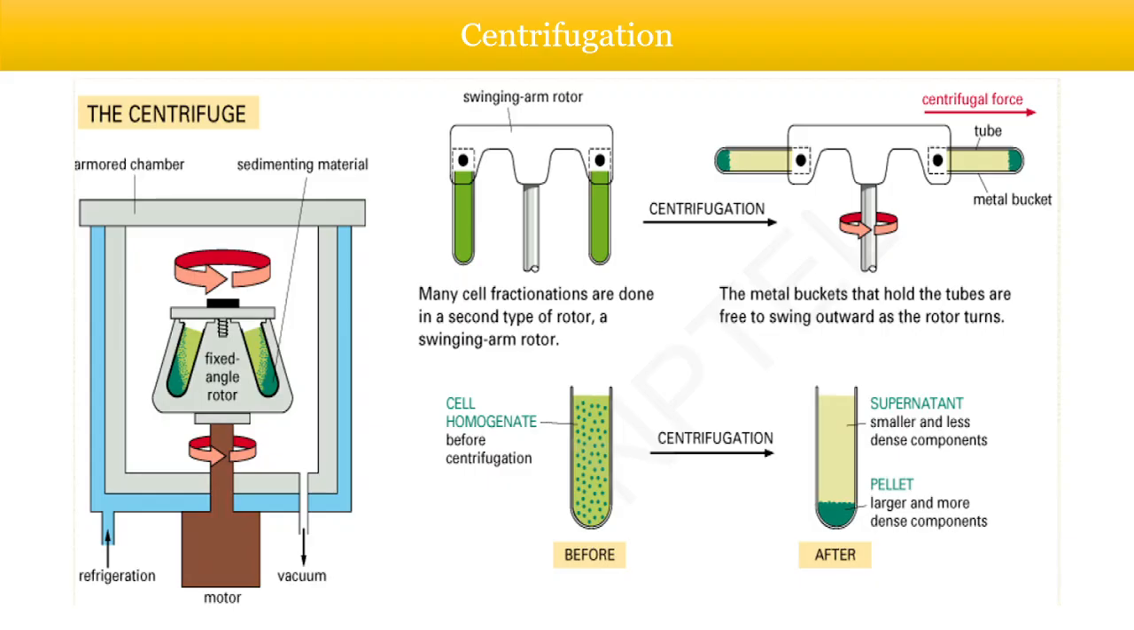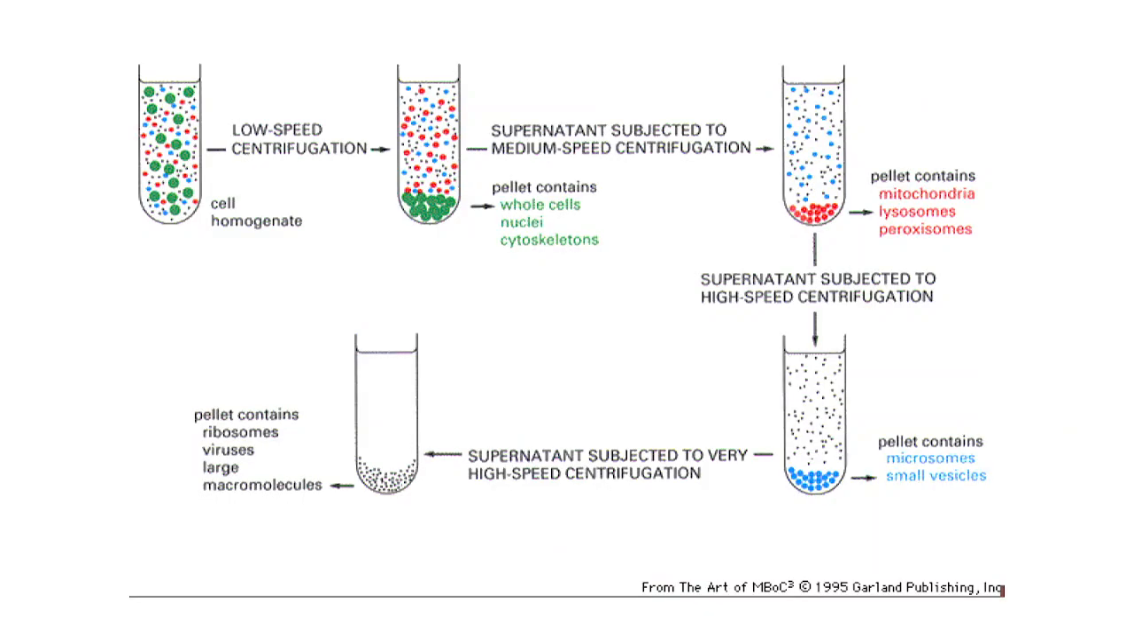That can be a fixed angle rotor centrifuge, or a swinging arm rotor centrifuge. What it does is, you put the sample in, there is a centrifugal force acting perpendicular to the rotating axis, and then it leads to fractionation. So you have a cell homogenate. Before centrifugation, you centrifuge it, and what you get is a supernatant and a pellet. The pellet is probably the larger and more dense components, and the supernatant is the smaller and less dense component. So centrifugation is separating based on density, how dense the particles are, how heavy they are.